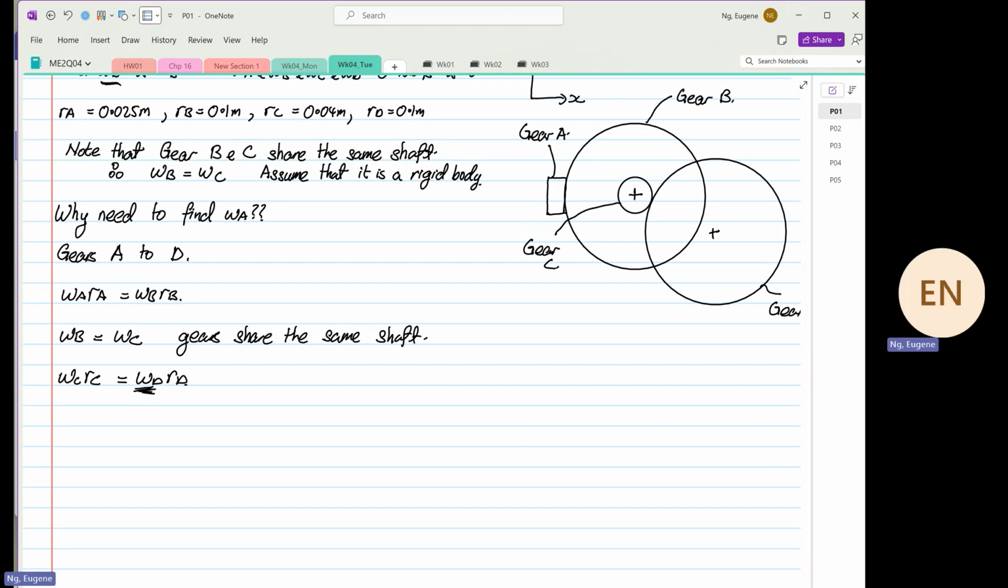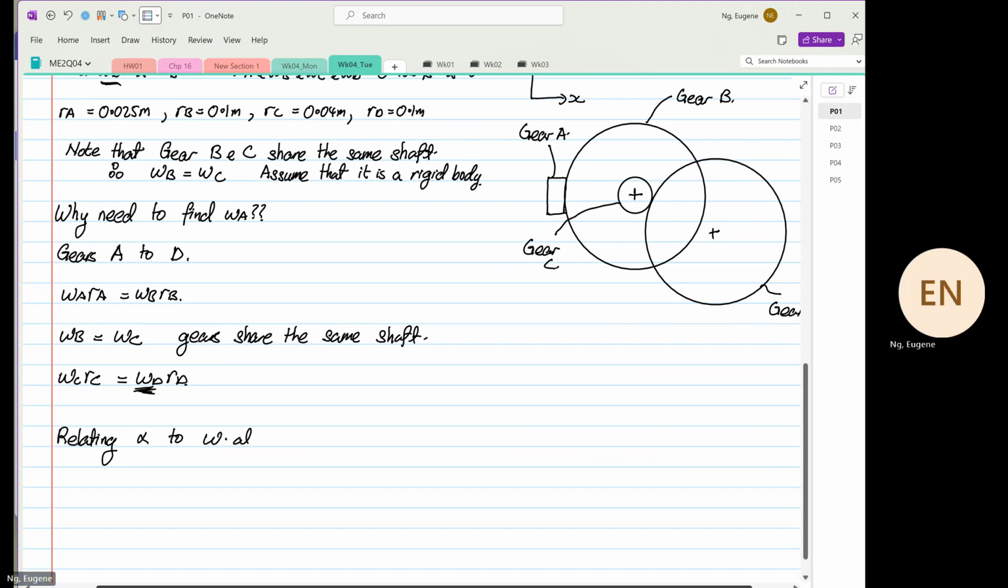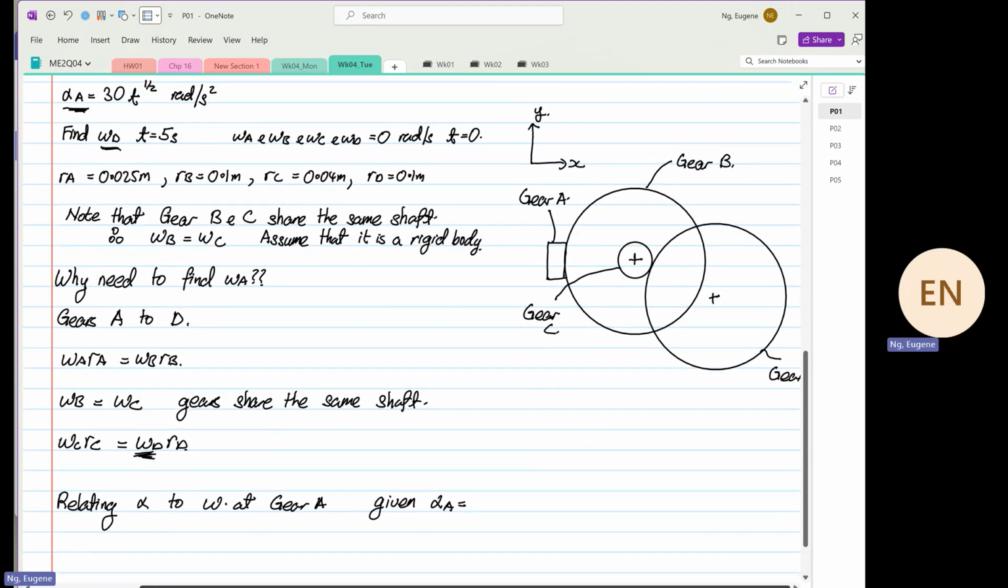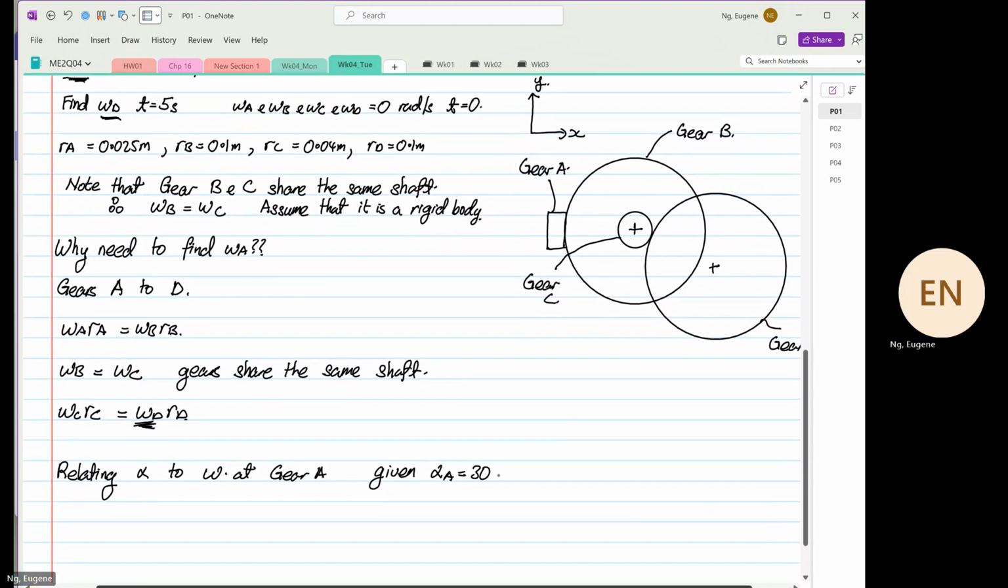That omega is equal to, so relating alpha to omega. Why do we have to relate at A, right? Why? Because we are given that alpha A is equal to 30 t to the power half.